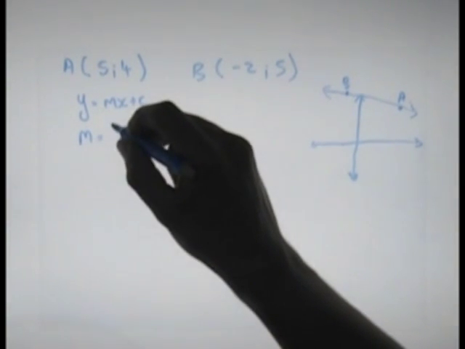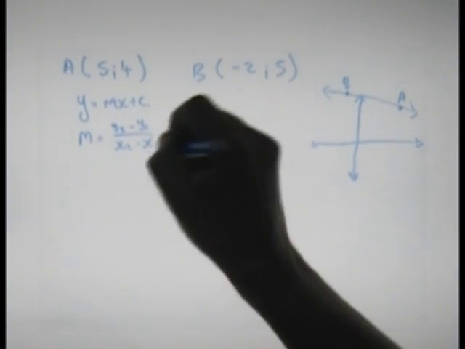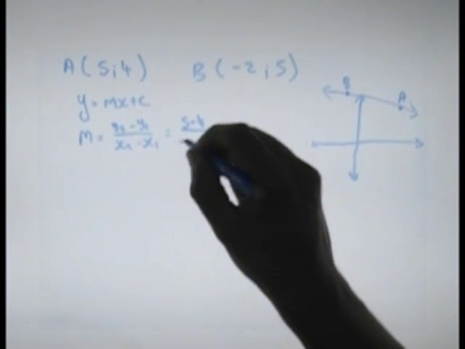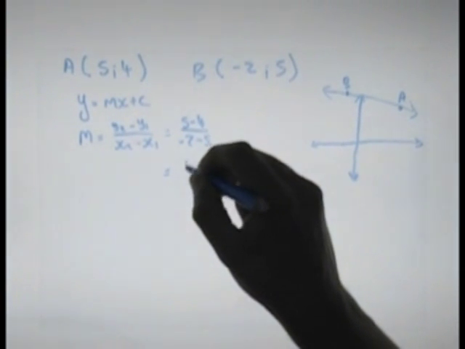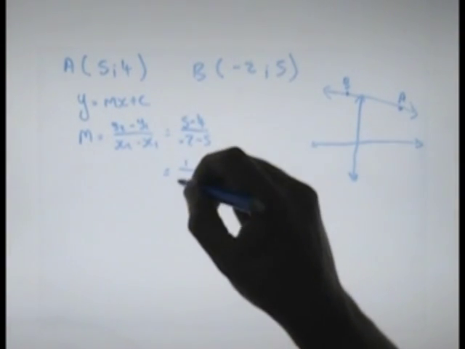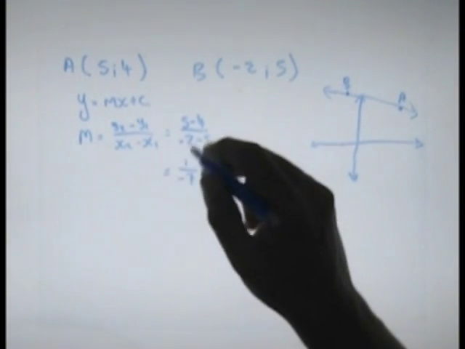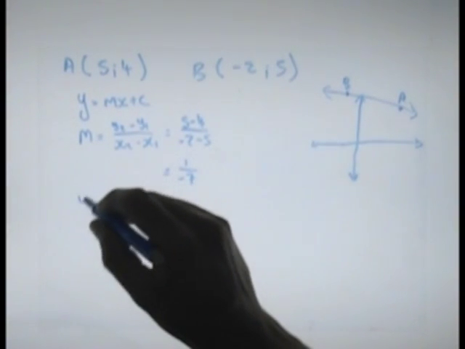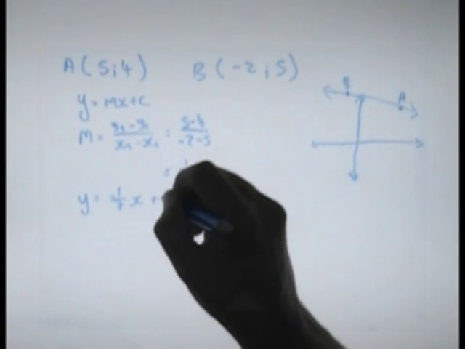The gradient in this case is going to be y2 minus y1 over x2 minus x1, which is equal to y2 minus y1, 5 minus 4, over x2 minus x1, which is -2 minus 5. 5 minus 4 is 1, and -2 minus 5 is equal to -7. That means that our gradient is -1/7 or 1/-7, it's the same thing. That means that y is equal to -1/7 x plus c.